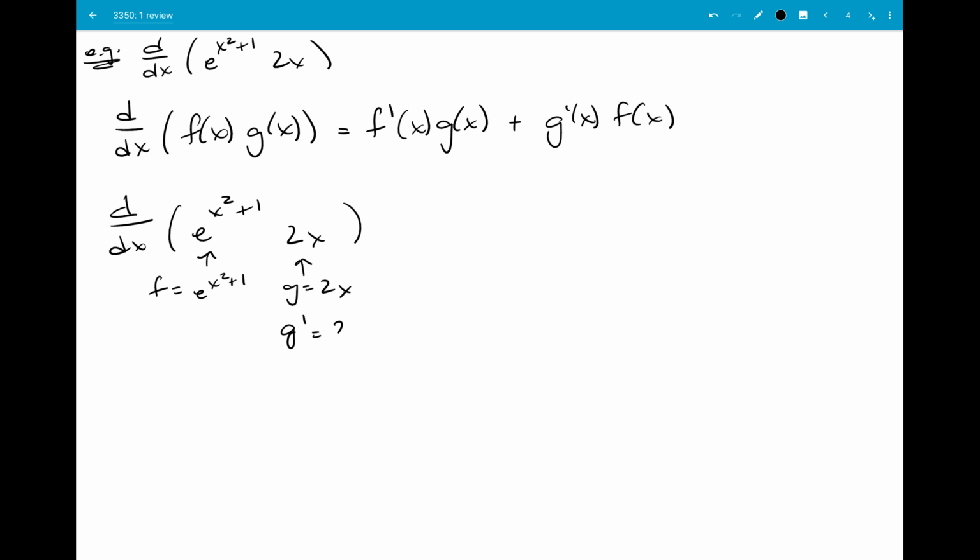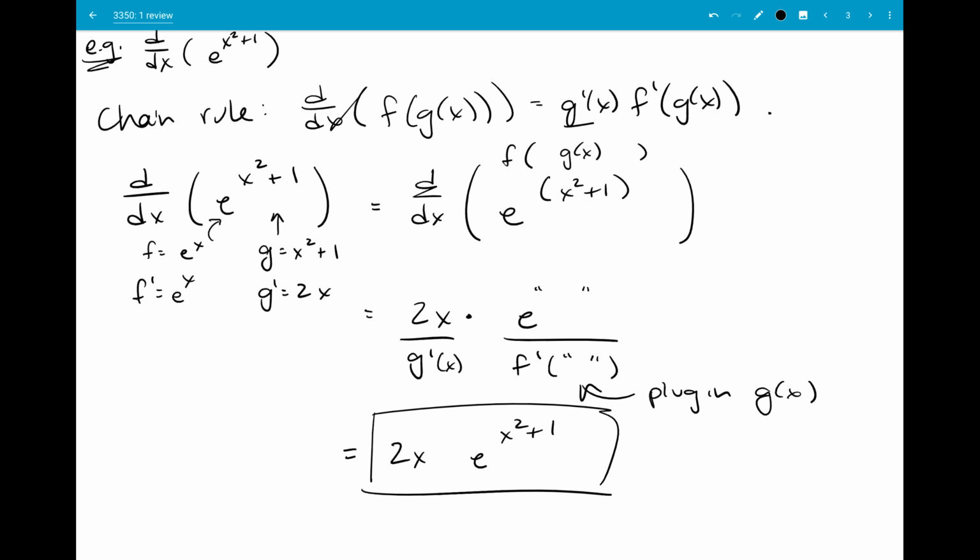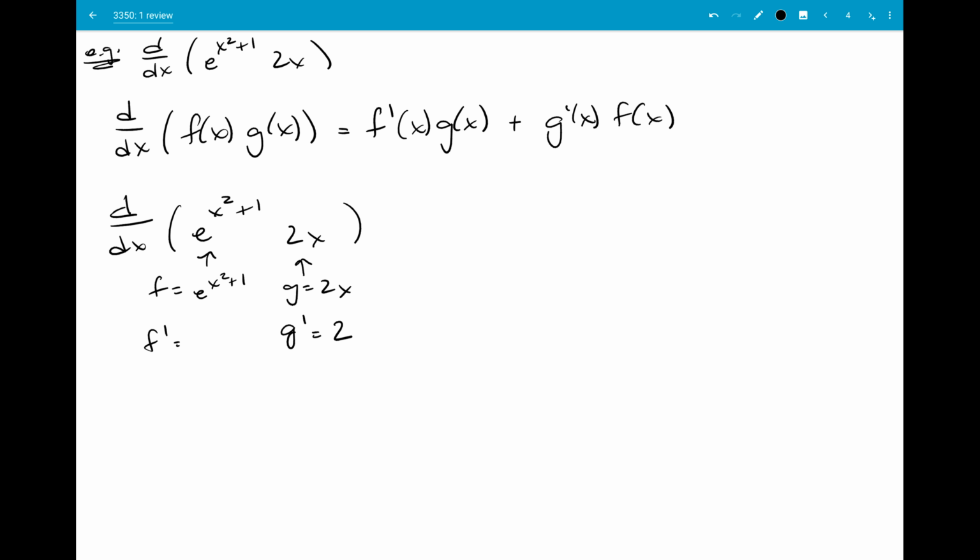So g prime would be 2, and f prime we found over here is 2x e to the x squared plus 1. And we can go ahead and just use our formula from here. So f prime, 2x e to the x squared plus 1, times g of x, which is 2x, plus g prime, which is 2, times f of x, e to the x squared plus 1.